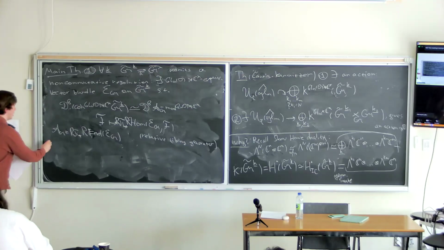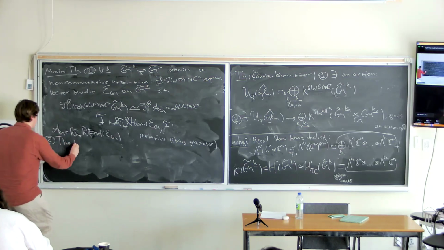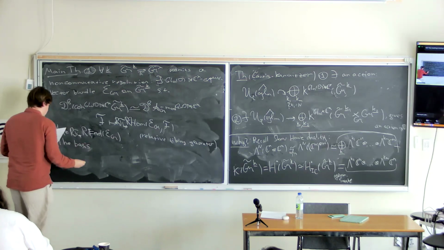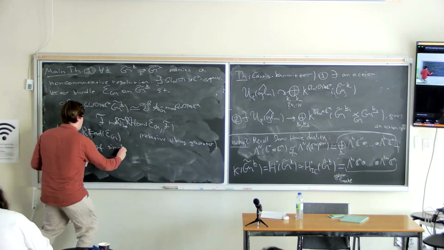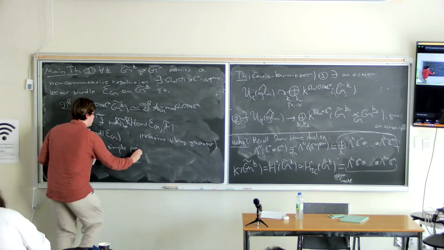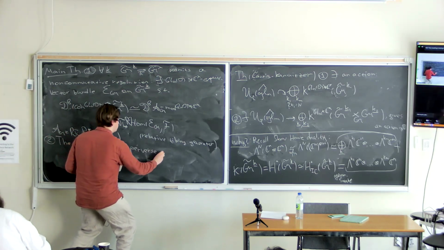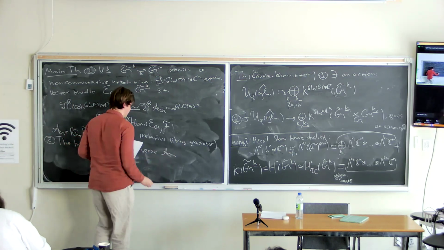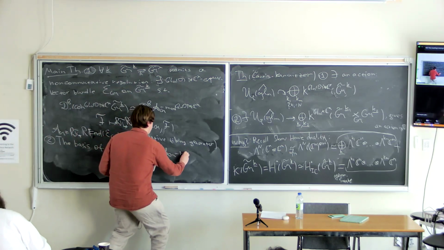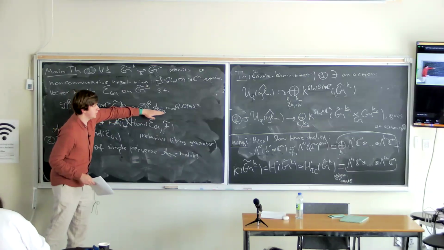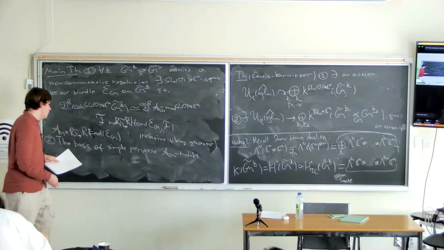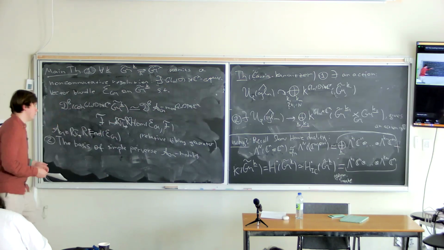Very well. And the second point about the basis. So the basis of simple perverse modules over this algebra. Well, when I say modules, I mean equivariant modules, so objects of this category. I mean perverse subcategory of this category.